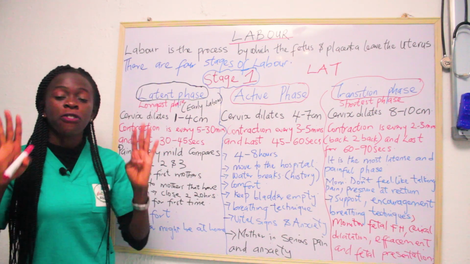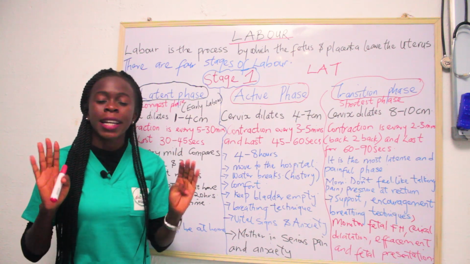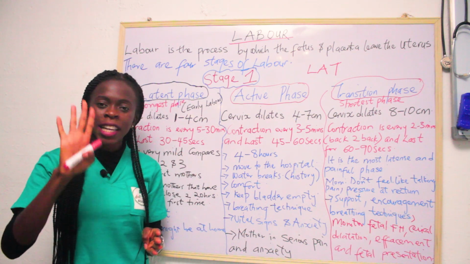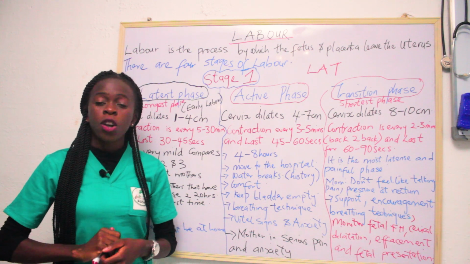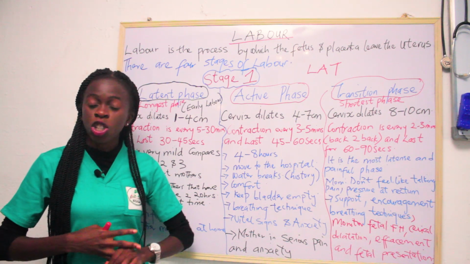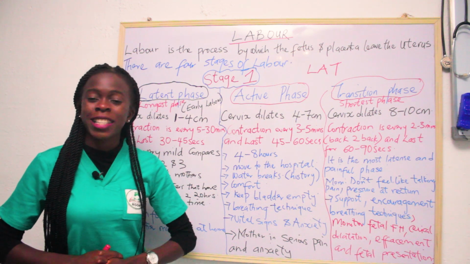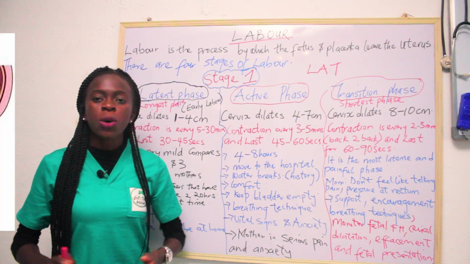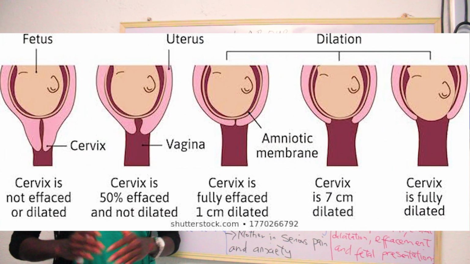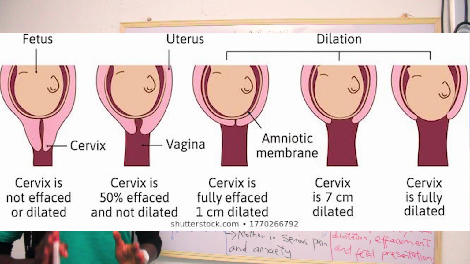There are 4 stages involved in labor. We have stage 1, stage 2, stage 3, and stage 4. The first one we're going to be talking about is the first stage of labor.